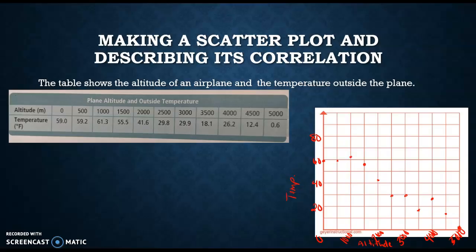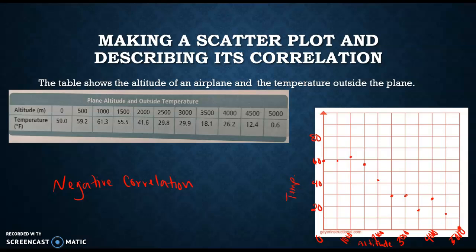Now, let's talk about correlation. And I didn't type this out. We are going to talk about what type of relationship the scatter plot shows. And so as our plane got higher, the temperature got lower. And so this would be a negative correlation, or a negative relationship between our X and Y.